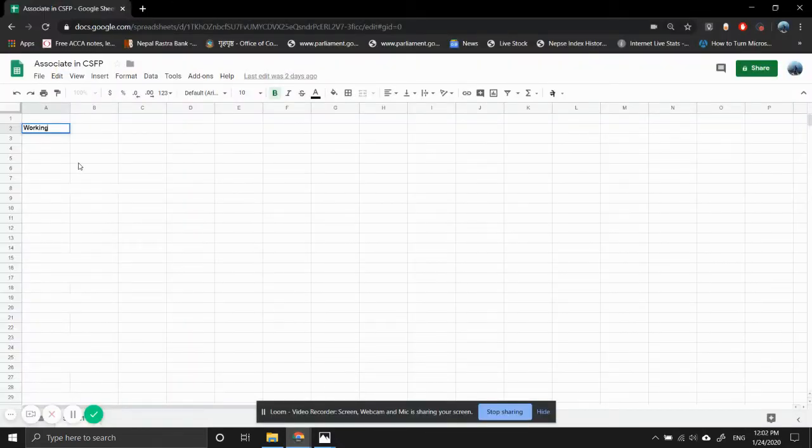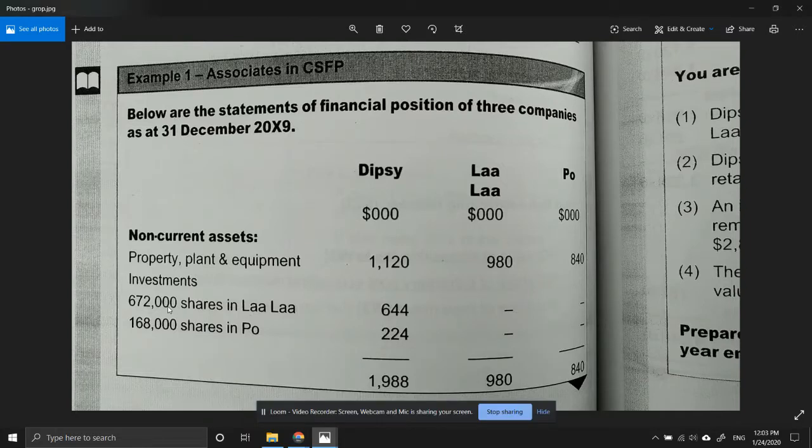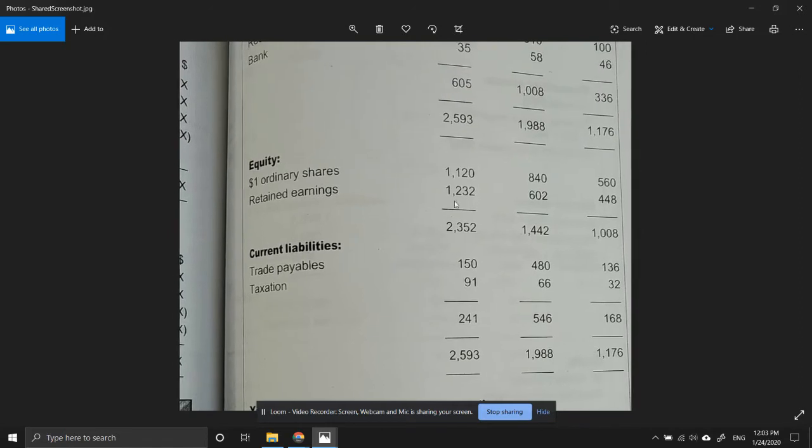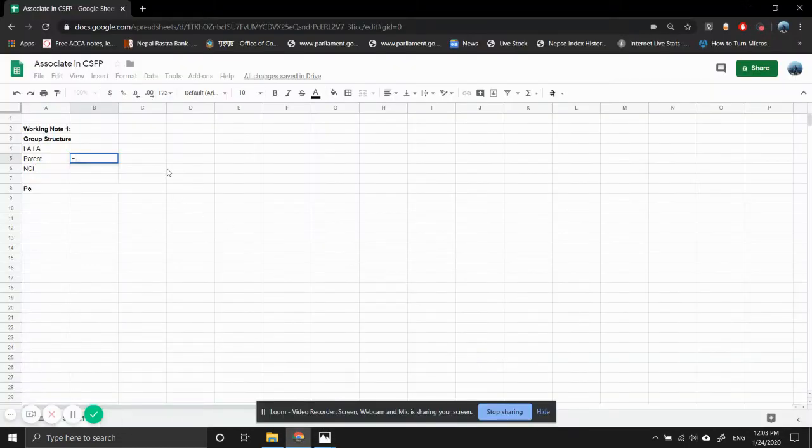So in this case, working note one, group structure: parent in case of La La La, NCI, and in case of Po. In case of the parent, let's look at the figures. It is 672,000 shares, right? Out of how much is its share capital? We'll find out from the equity part. So its share capital is 840, right? We can just divide that figure.